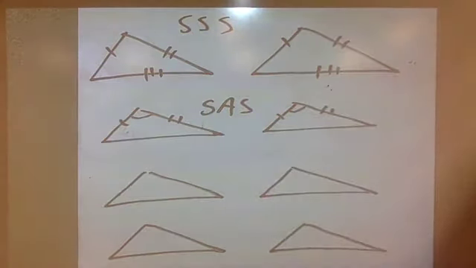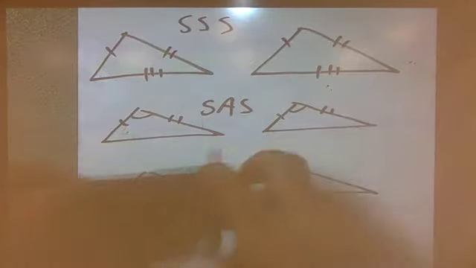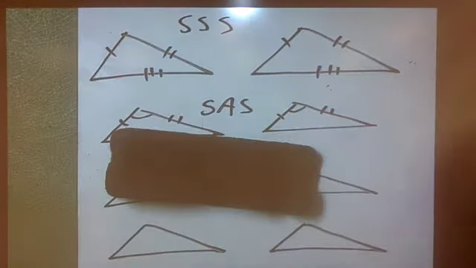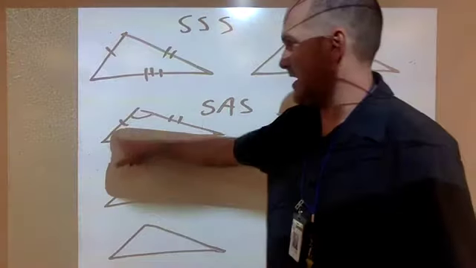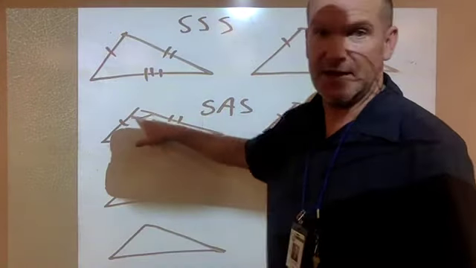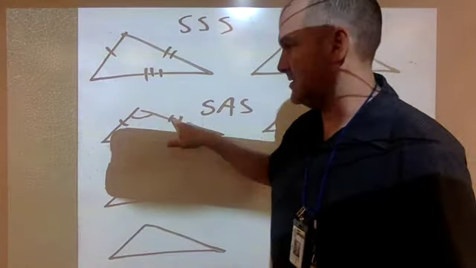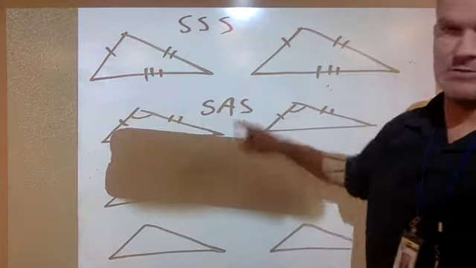If you're not sure, you can cover up the third side that you're not using. And then you can see these 2 sides are used to make that angle. That's the angle you need. In between the 2 sides, the A is in between the 2 sides.